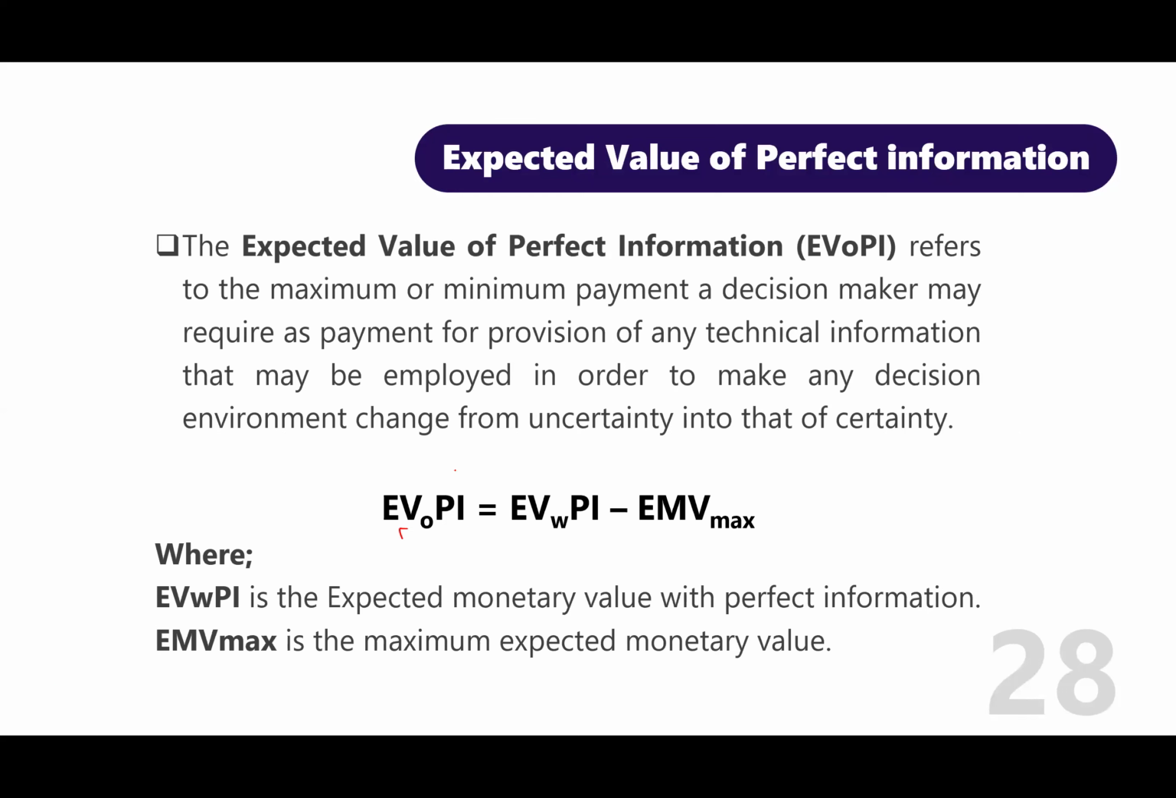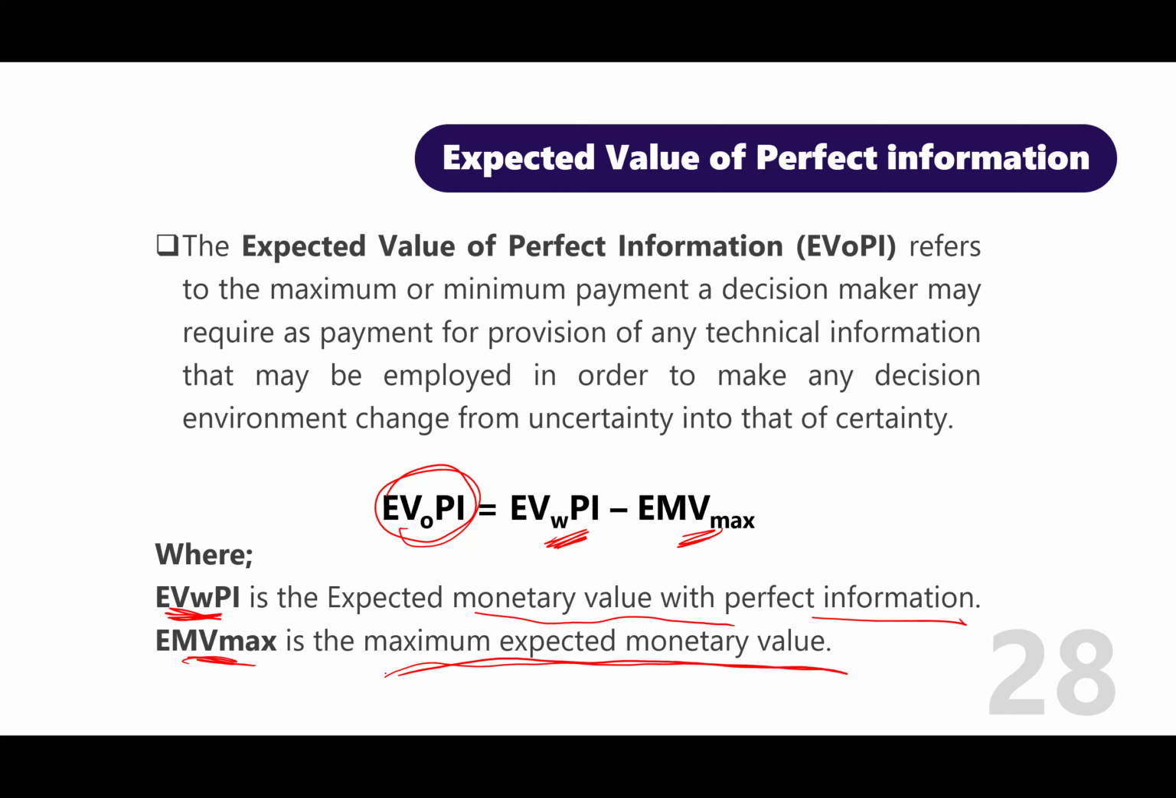EVPI is the expected value of perfect information. We calculate that by getting the expected value with perfect information minus the expected monetary value maximum. The maximum is the other one we've calculated. Here I'm defining that EVwPI is the expected monetary value with perfect information, and EMV max is the maximum expected monetary value.